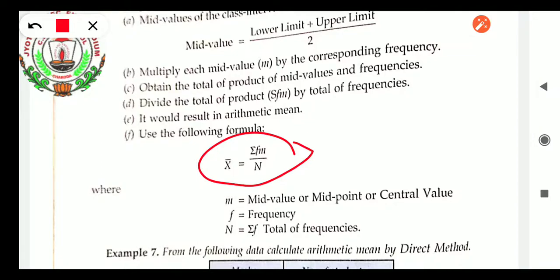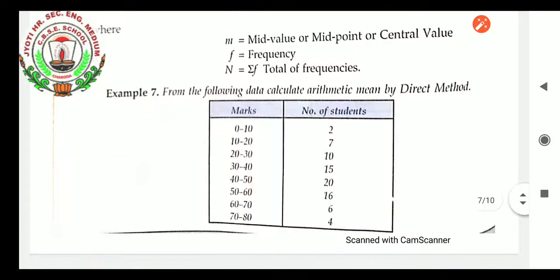What is fm? We divide the total of the products of mid values and frequencies. So here instead of x, m will be there. Mid value m is there. Earlier we used to do sum of fx, here we are doing sum of fm. Why m? Because it is not x. From x we have taken the mid value and multiplied that mid value with the frequency. So the answer came sum of fm. N will be the same, the number of students, that is sum of f. So we can take the continuous series.